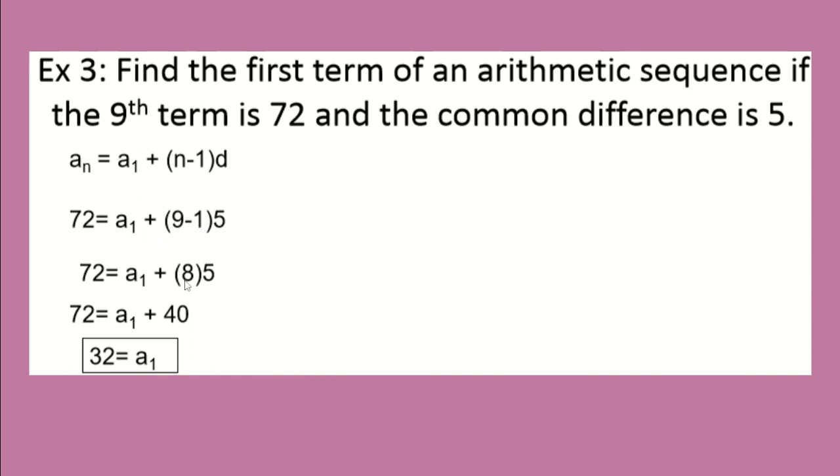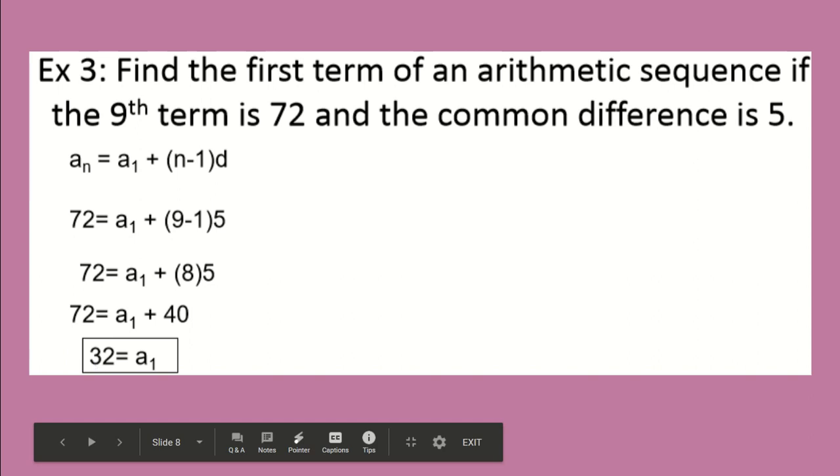9 minus 1 is 8. Then we have to do 8 times 5, which gives us 40. And then, of course, we're solving equations now for our variable. So the opposite of adding 40 would be subtracting 40 from 72. And that's how we get the first term in our sequence, which is 32.